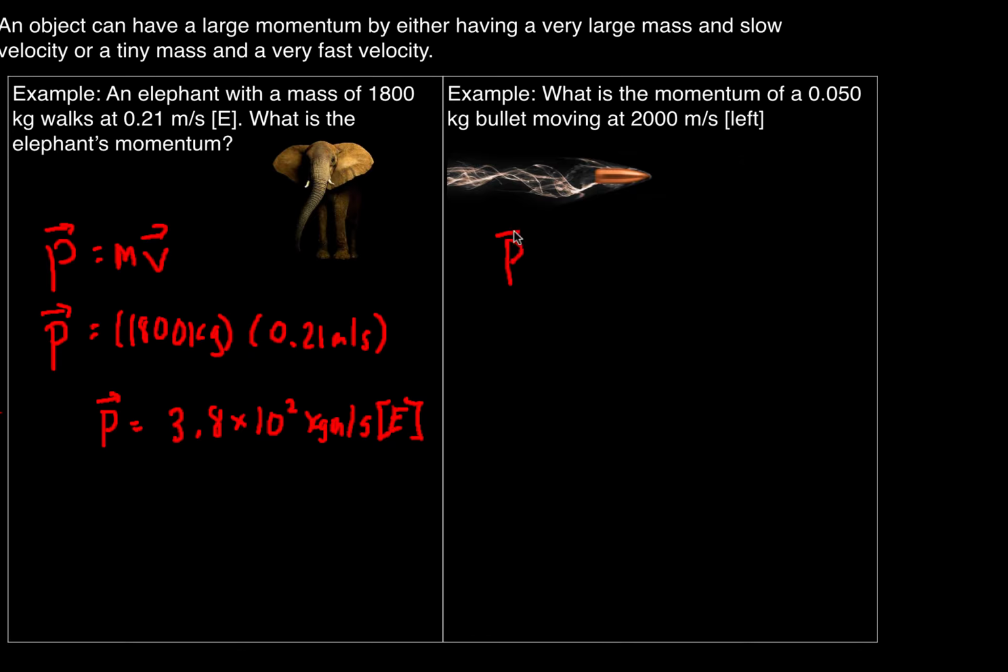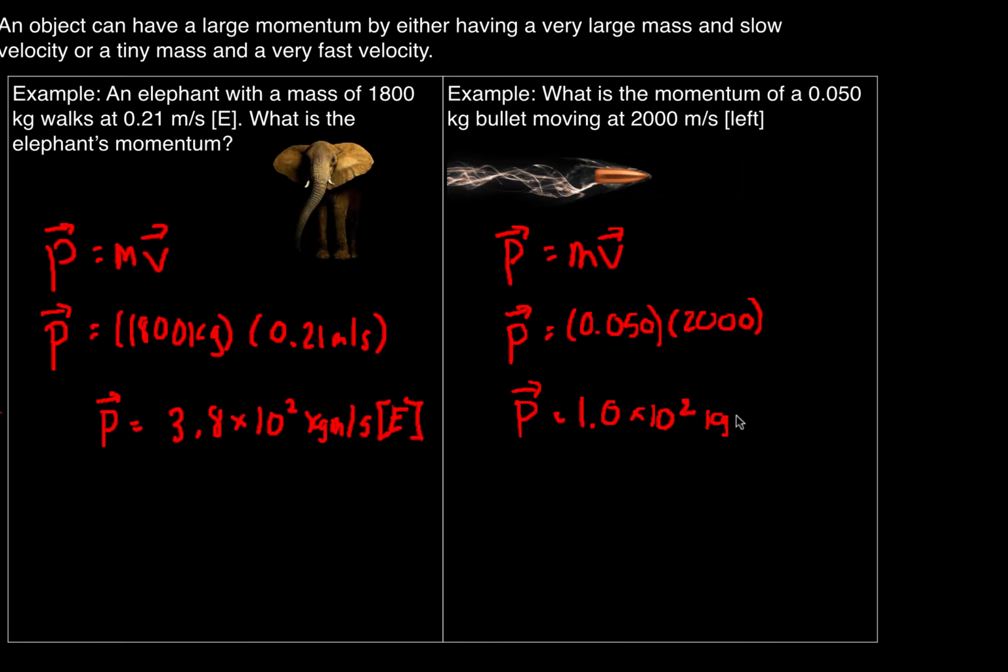The momentum of the bullet will be given by m times v. So this is the mass of the bullet times its speed, or velocity. So the momentum of the bullet is equal to 1.0 times 10 to the 2 kilogram meters per second. And again, the direction is the same as the velocity, so that will be to the left.